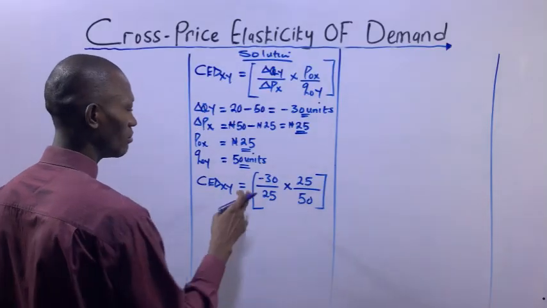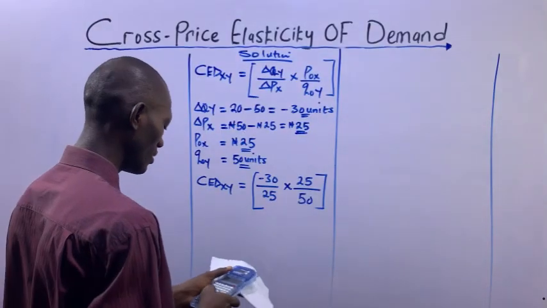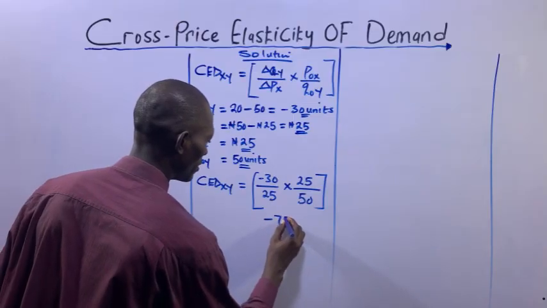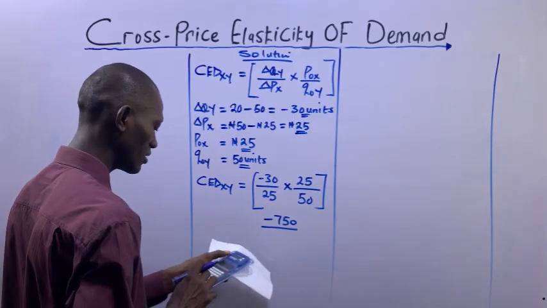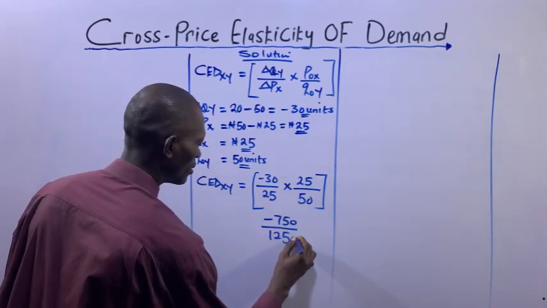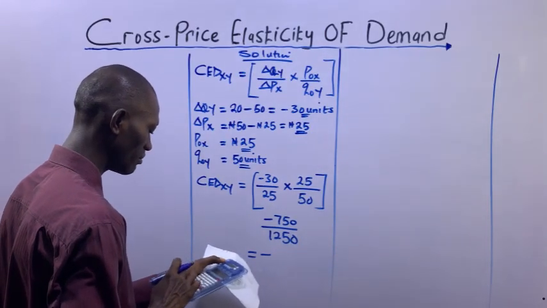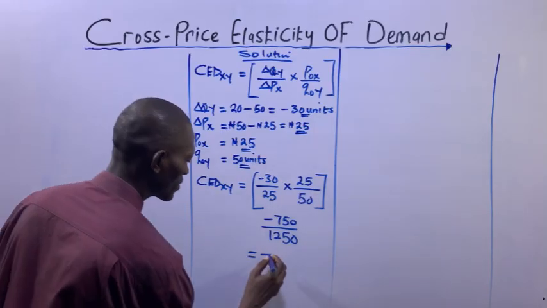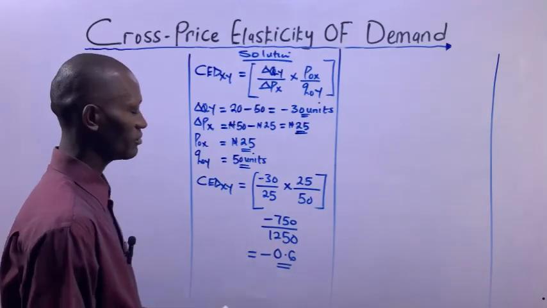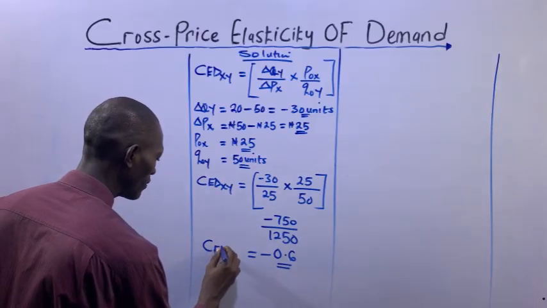So let's do the multiplication. Minus 30 times 25, excuse me. That gives us minus 750. Then 25 times 50 gives us 1,250, so our answer is going to be negative. That's minus 750 divided by 1,250, which gives us minus 0.6. So minus 0.6 is the cross price elasticity coefficient for commodity X and Y. So this is what we have.